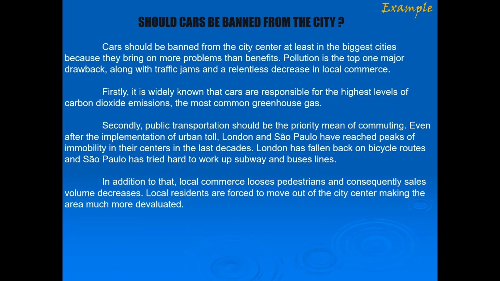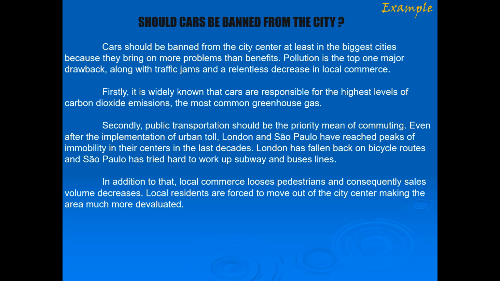Okay, this is the example of analytical exposition text. The title is Should Cars Be Banned from the City? Cars should be banned from the city center, at least in the biggest cities, because they bring on more problems than benefits. Pollution is the top one major drawback, along with traffic jams and a relentless decrease in local commerce.